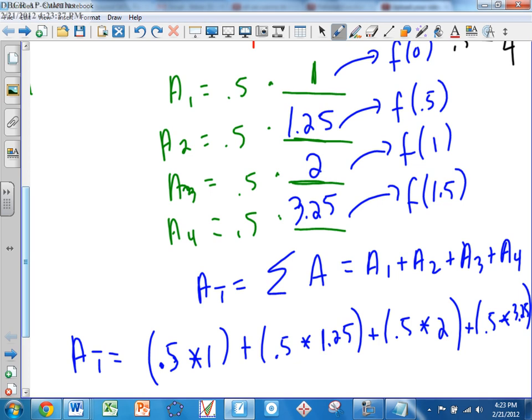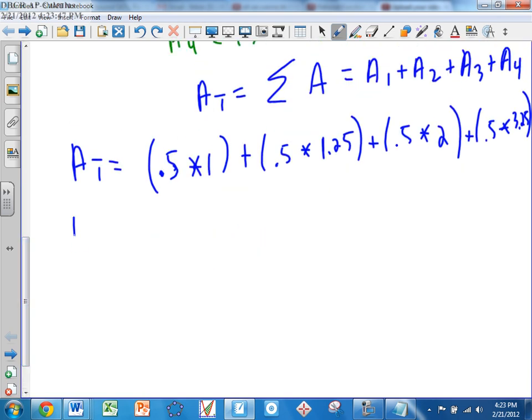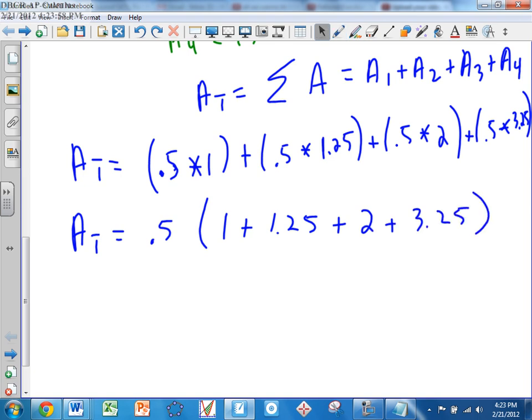Okay? Again, the first rectangle had a height of 1. The second rectangle had a height of 1.25. The third had a height of 2. The fourth had a height of 3.25. 0.5 is in everything. So you could simply multiply through and add everything up. I would just factor out the 0.5 though. Again, I would just say this. Again, just like variables, if you have an x in every term, you can factor it out. There's a 0.5 here, here, here, and here, so you factor out the 0.5.